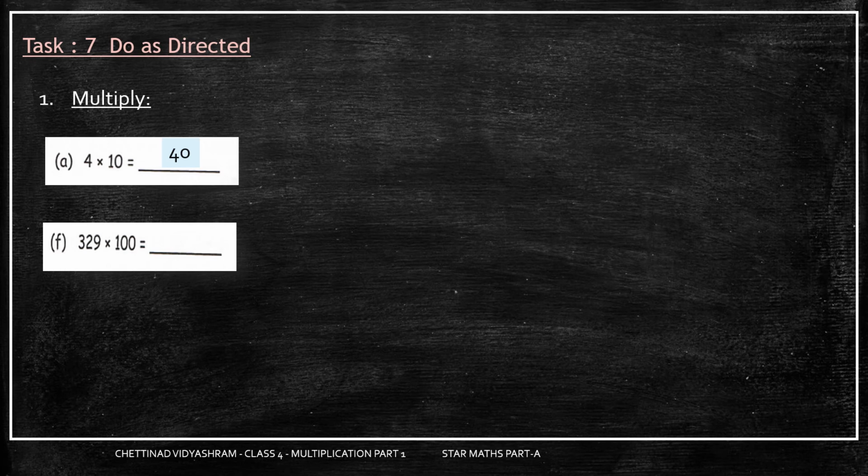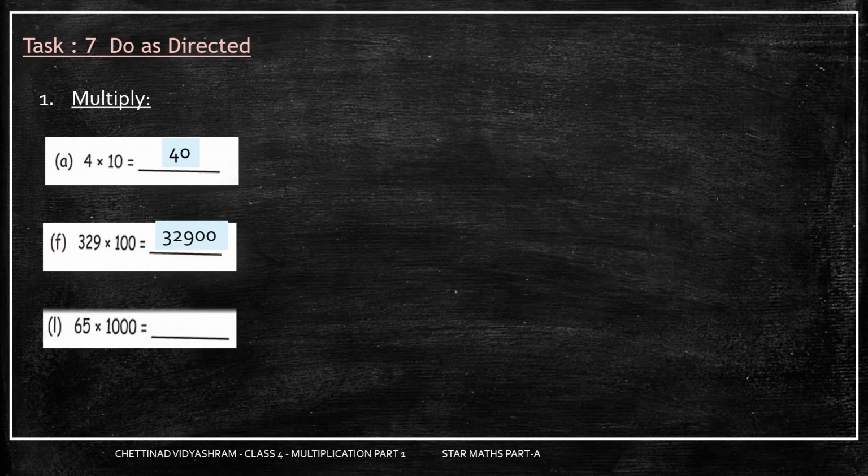F. 329 into 100. We got 2 zeros. So we should put 2 zeros to the right of the product. So 329 and 2 zeros makes 32,900. 65 into 1000. 3 zeros, which is nothing but 65,000.